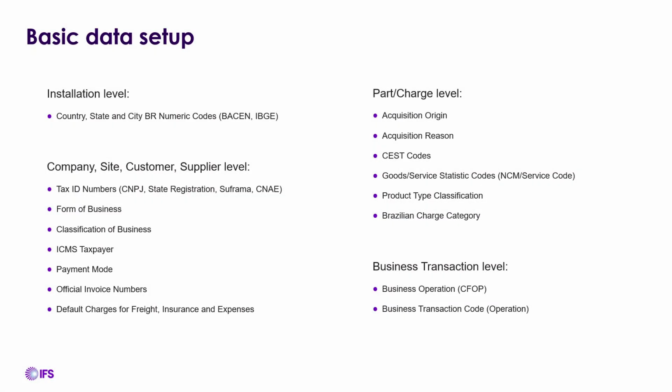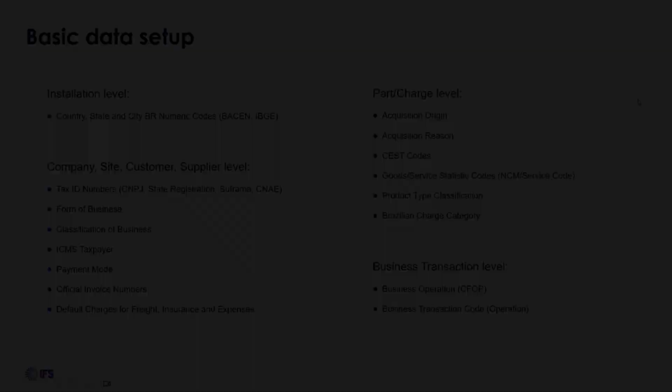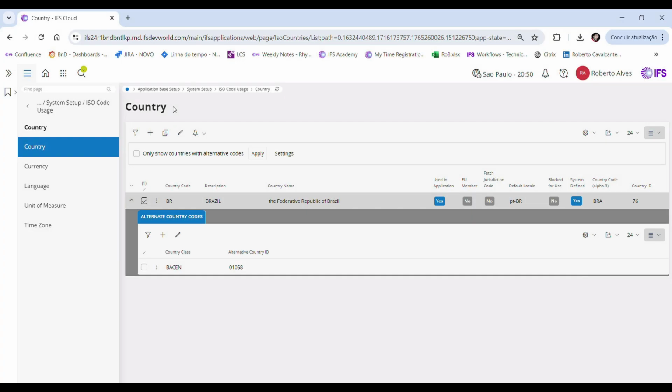Hello. Today we will be talking about some of the main setup you need to have in place when using the Brazilian solution in IFS Cloud. In the page country, you can enter the 5-digit BACEN code for the countries used in the application by selecting the alternate country codes in the nested list.